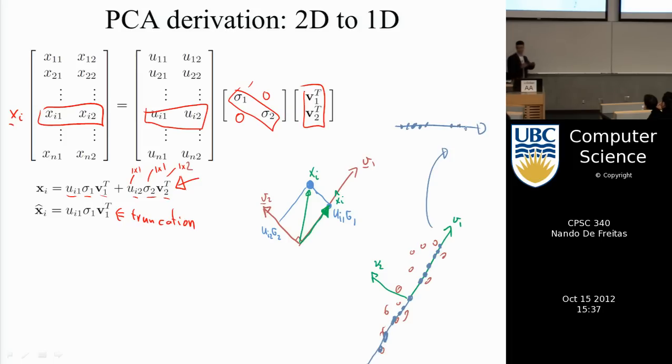Okay, so I've gone from something that exists in 2D on your screen to something that exists along the line, 2D to 1D. Okay, 2D to 1D is not very useful, but any D to 2D is useful for visualization, as we've seen. But it's easy to understand the orthogonal projection if we just look at this case.